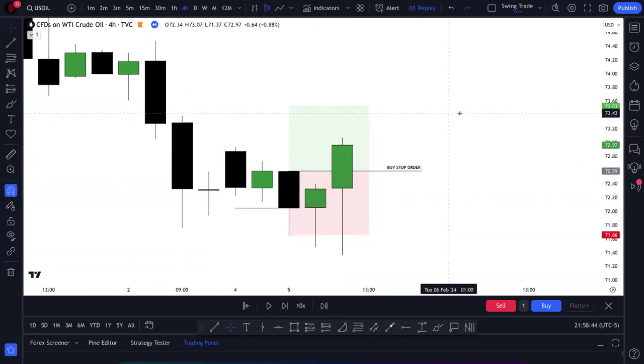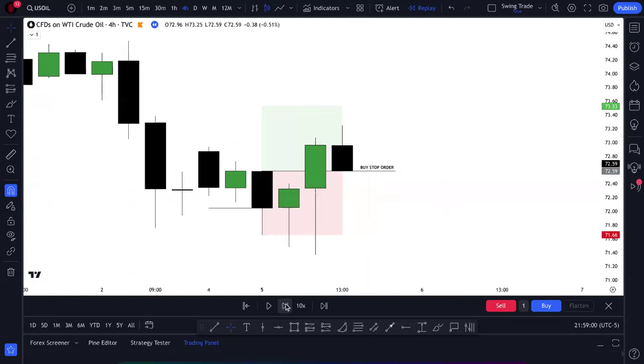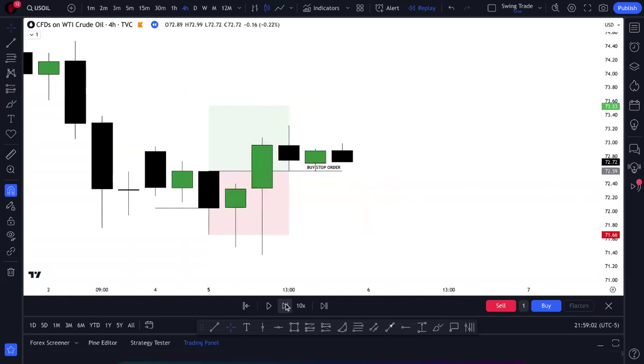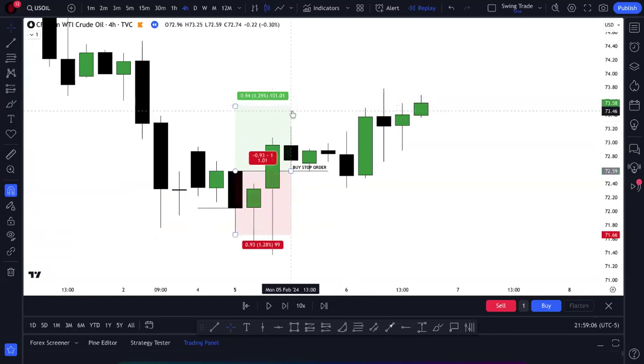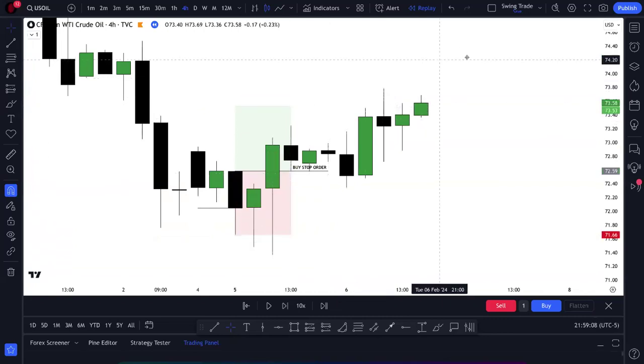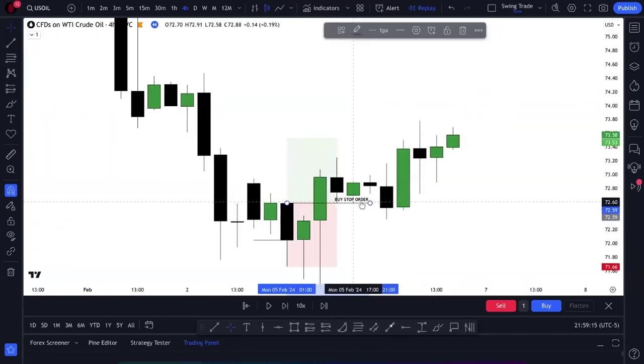Now let's just say in a perfect world, it didn't run up first and then run down to stop us out. Let's say it ran down first and then it ran up to trigger us in long. So we weren't stopped out on the trigger of our buy stop order. So now we're in long, and we hold, and we hold, and we hold. And there we go. We got a 1-to-1 scenario here. Then that 1-to-1 can turn into a 2-to-1, 3-to-1, 4-to-1, 5-to-1. And this setup is constant. It happens a lot.